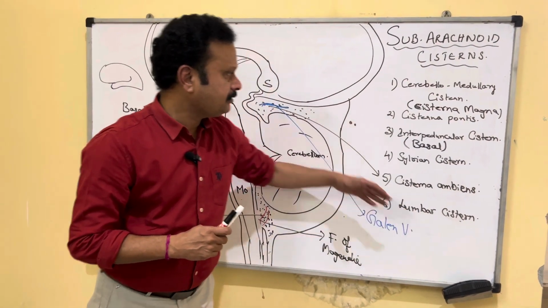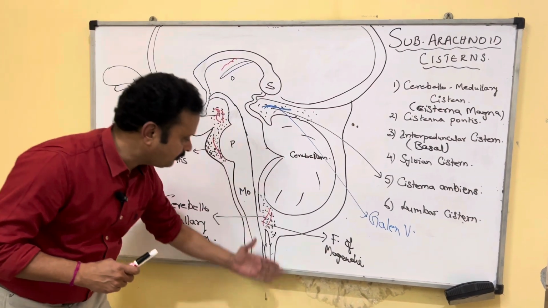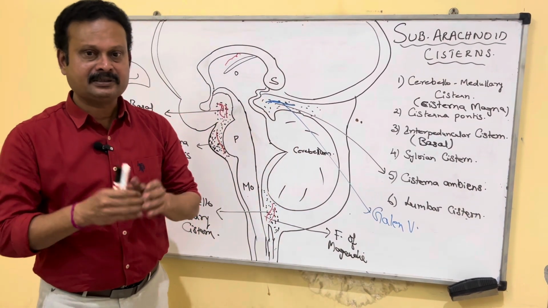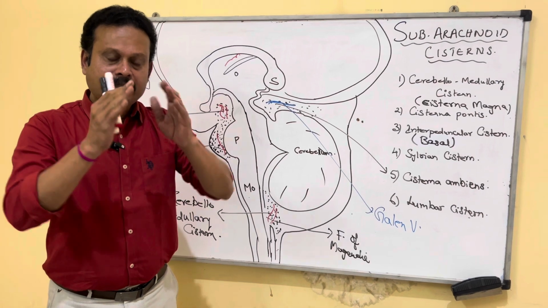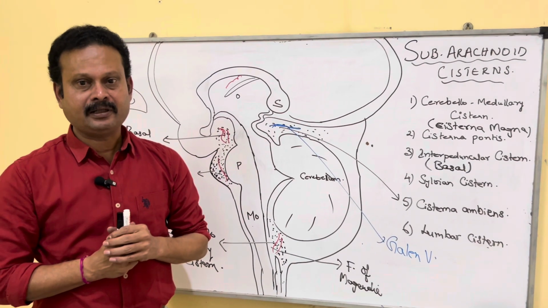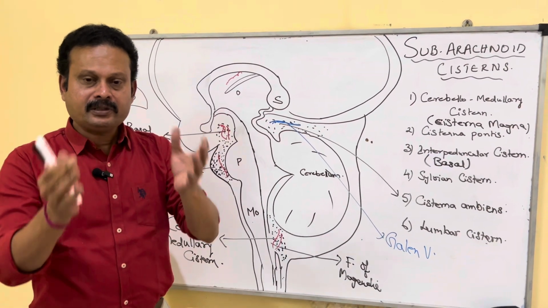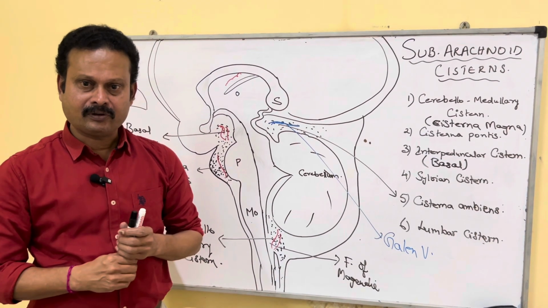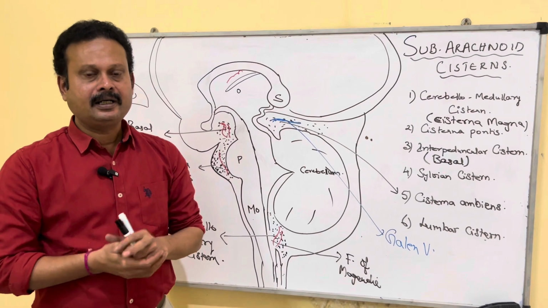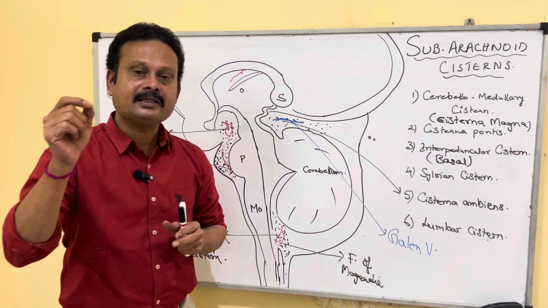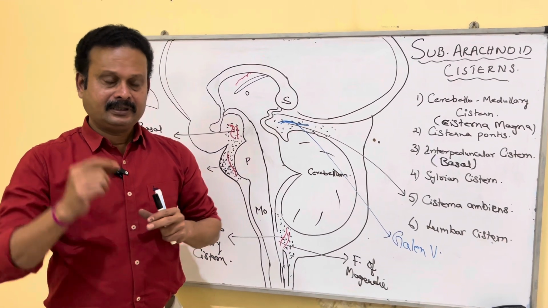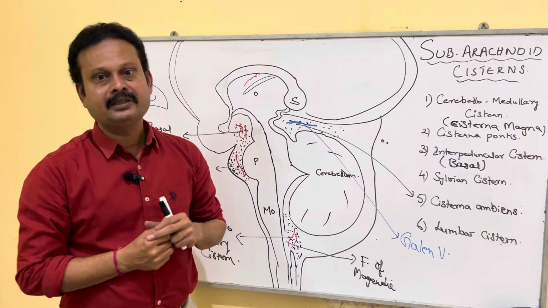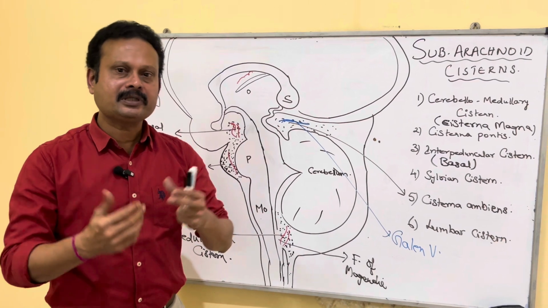Then a cistern which is not in relation to the brain: if you go further downwards over the spinal cord, you can see the subarachnoid space below the termination of the spinal cord, around the filum terminale at the level of L3, L4, is dilated, and that we call the lumbar cistern. This lumbar cistern is the region often selected to draw the cerebrospinal fluid or to do the lumbar puncture.